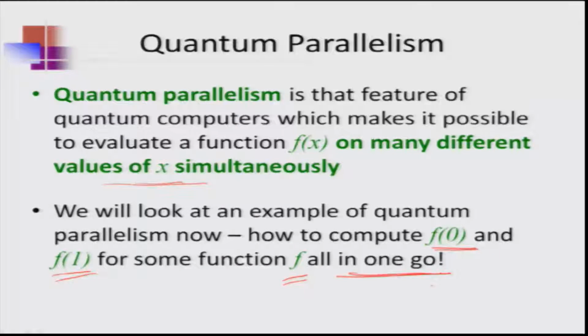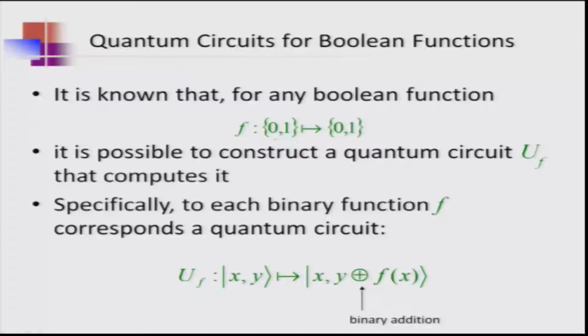Okay. So, the main thing is to be able to do this entire computation of all possible functional values in one step. This is the basic idea of using quantum parallelism to solve a problem where we are going to find out the solutions simultaneously. So, how do we do a quantum circuit for Boolean functions?